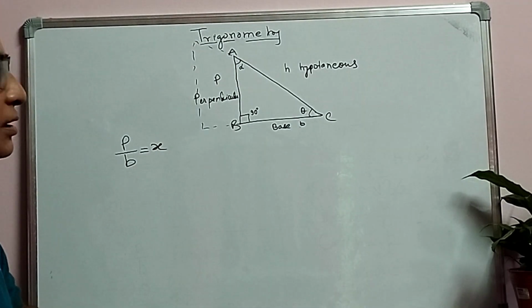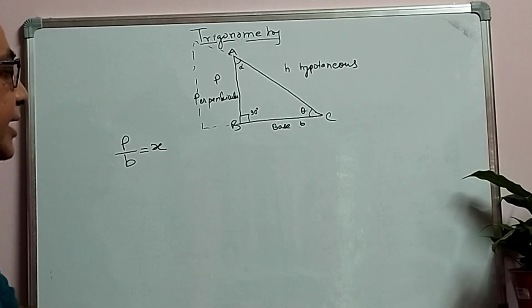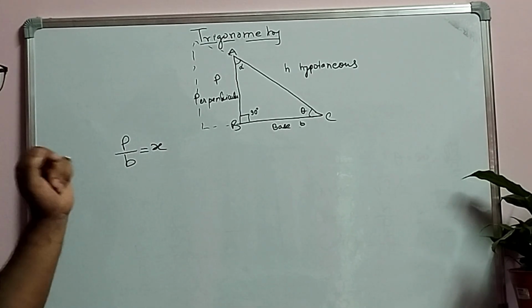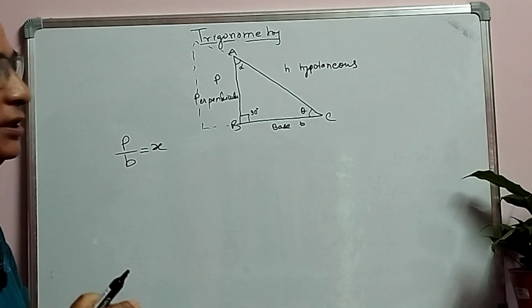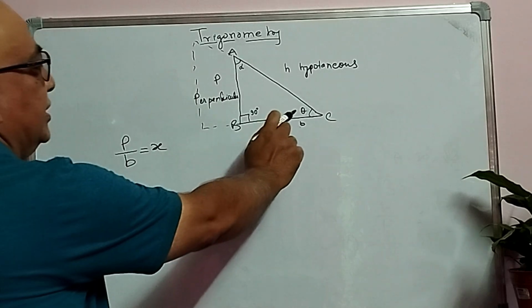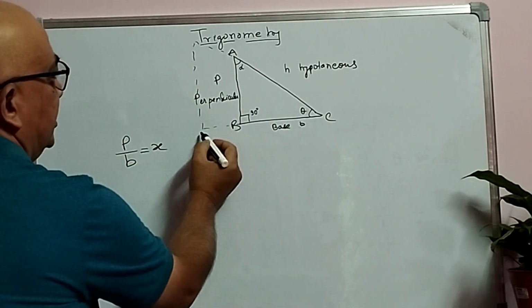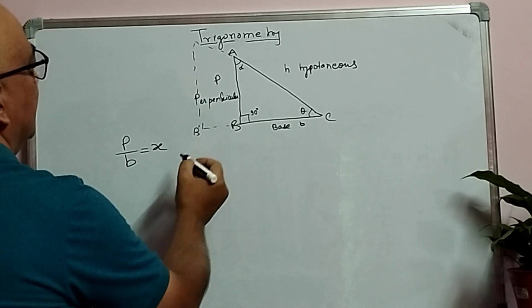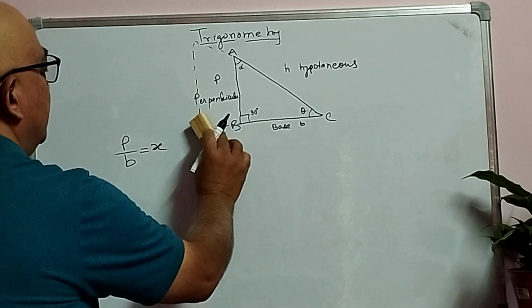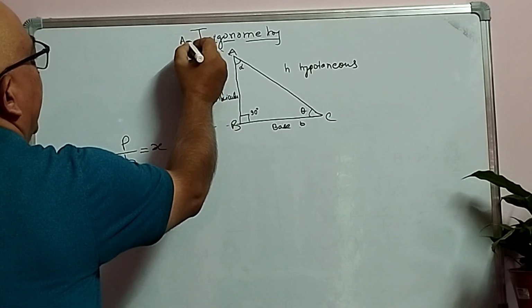This is the property, this is the fundamental thing about the right angle triangle, that the ratio between any two sides of the triangle is the same. It never changes if this angle is constant. Now we have elongated these two, B1, B dash, or say B1, and here this to A1.